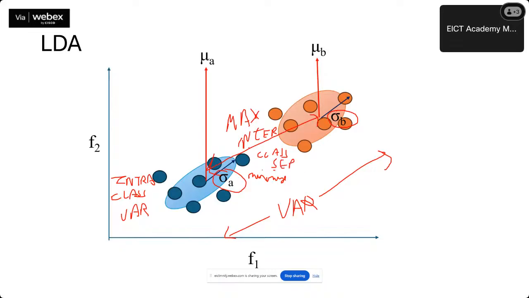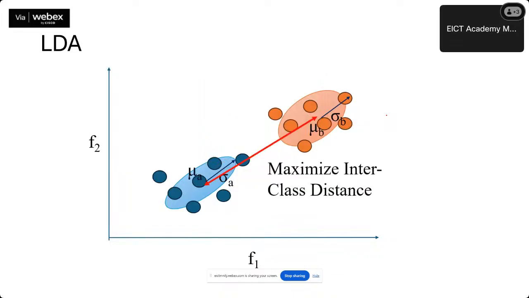So I want my classes to be as far apart from each other as possible. I want all my classes to be far away from each other as possible. And because I want my classes to be as far from each other as possible, I want to maximize interclass separation. That is what my aim is going to be. So this is the interclass distance. It's a distance between the two classes. I want to project the data in a space where this distance is maximized.